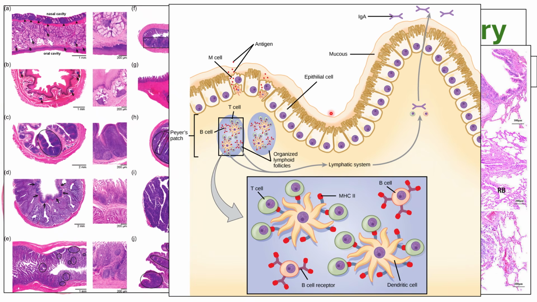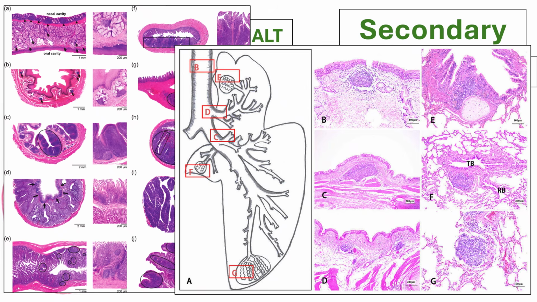M means microfold cells, okay, because it has a lot of microfolds, because again, the more folds, we are increasing the what? The surface area, so that there is more chance to catch these antigens and bring them inside this lymphoid nodule so they can be processed and they can be neutralized. Okay?